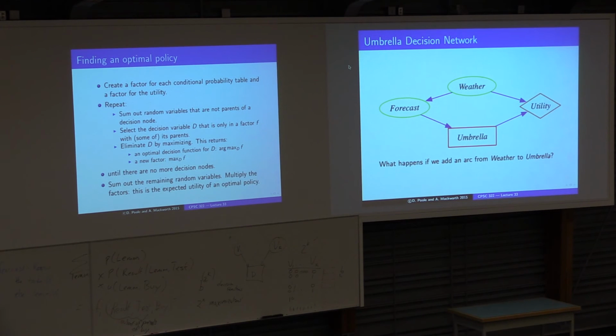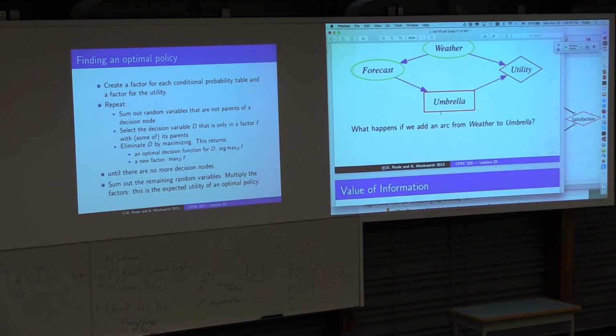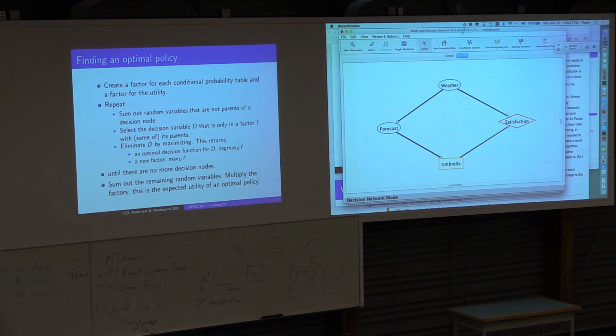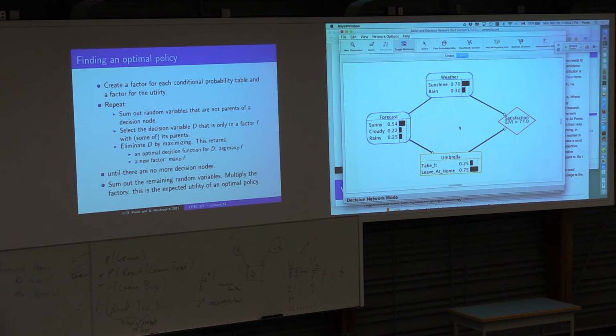All right, let's get on to something simpler but almost deeper. I want to know what happens if we add an arc from weather to umbrella. Let's move this here and optimize it. I've optimized it. What happens if I add an arc from weather into umbrella? What does that mean?